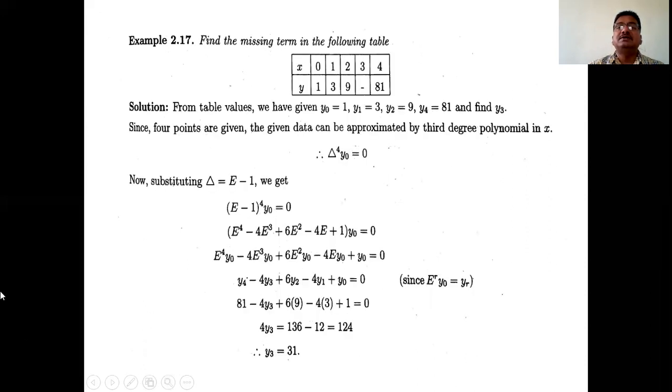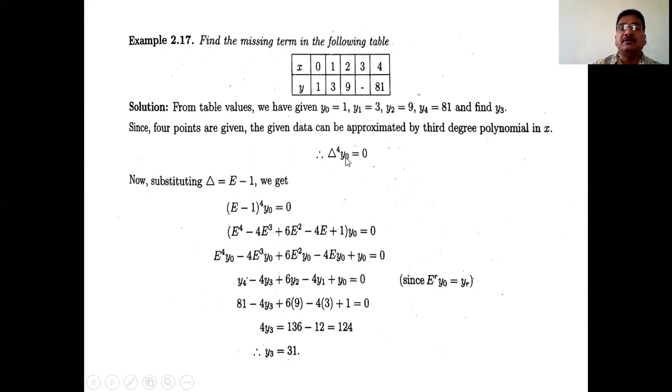So this is the problem of the missing term. Find the missing term in the following. This is the missing term, that is, the value of y or f(x) corresponding to 3 is missing. So how many values are given? 1, 2, 3 and 4. So first, 4 values are given, and therefore delta raised to 4 of f of a, or f of x, is equal to 0.